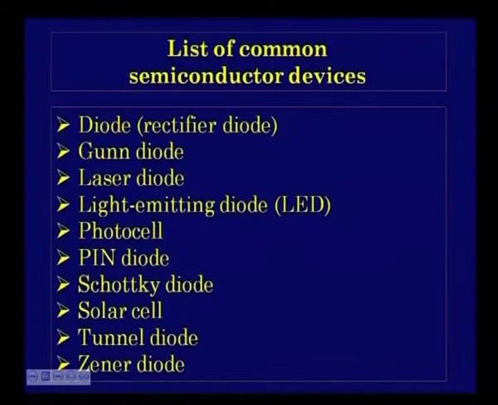Now, one should know the list of the devices: a diode, as I told you, the p-n junction, right, a diode which can be used as a half wave rectifier, as all of you know. Then you have the Gunn diode, laser diode, light emitting diode, LED, right. Then photo cells, the PIN diode, the Schottky diode, solar cell, tunnel diode, Zener diode. These are the various devices, right.